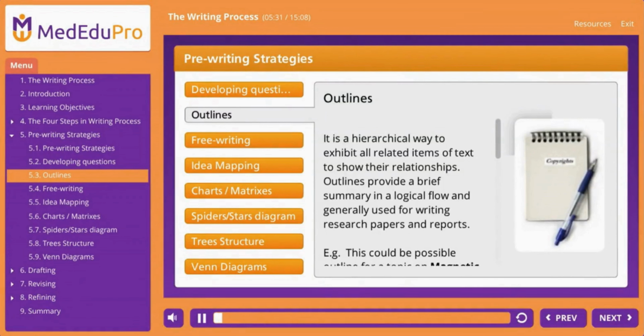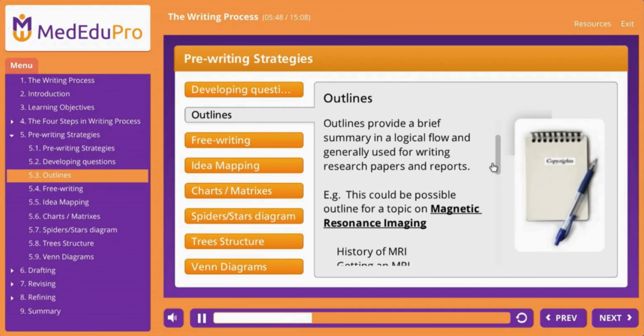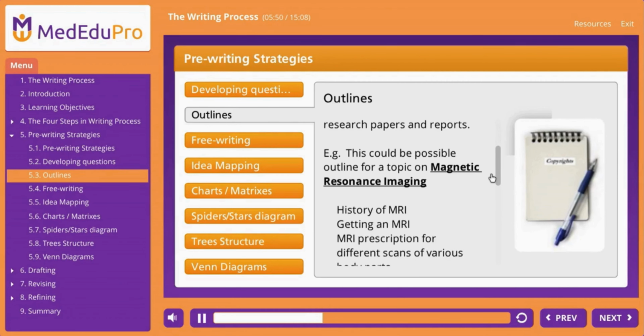Outlines. An outline is a hierarchical way to exhibit all related items of text to show their relationships. Outlines provide a brief summary in a logical flow and are generally used for writing research papers and reports. For example, this could be a possible outline for a topic on magnetic resonance imaging.